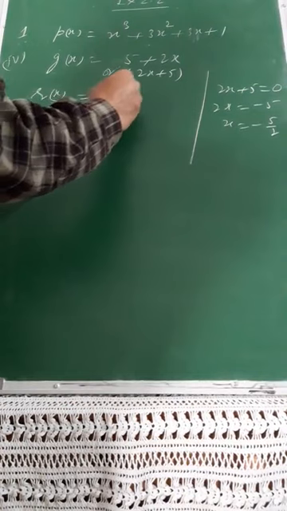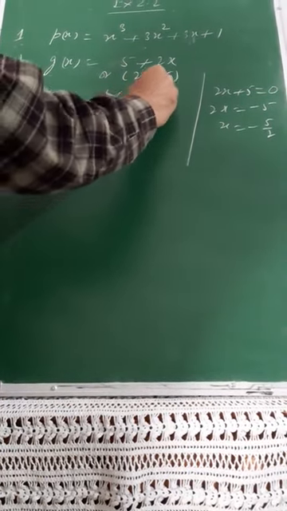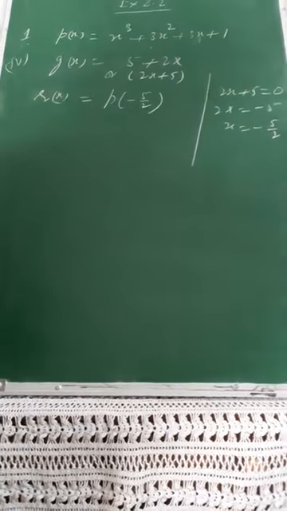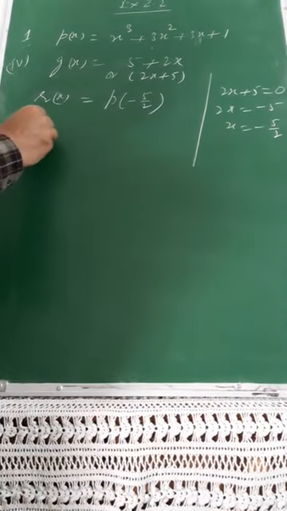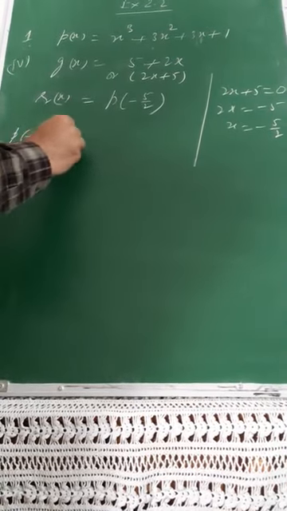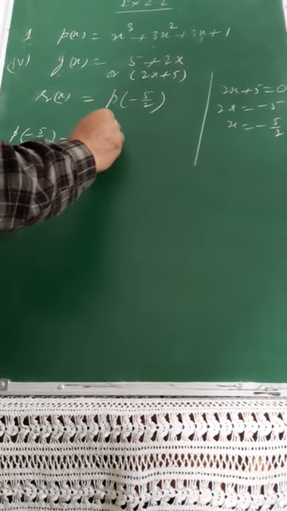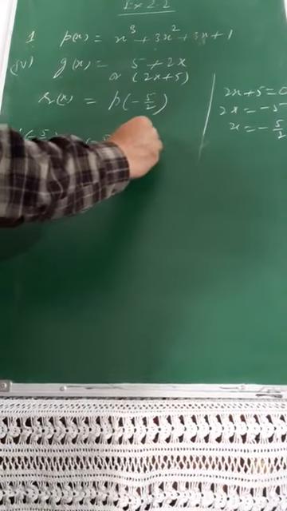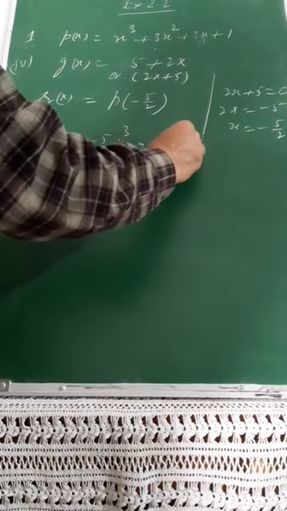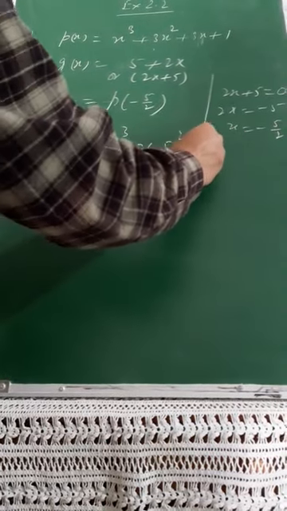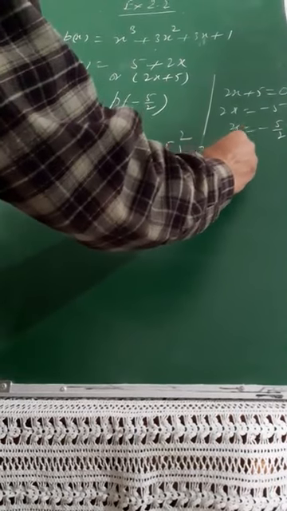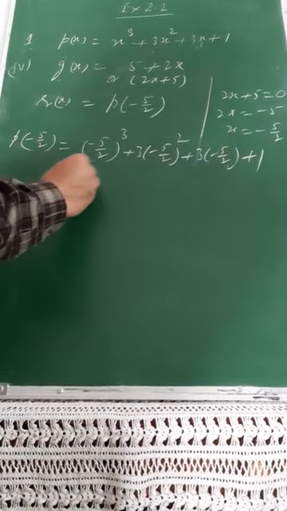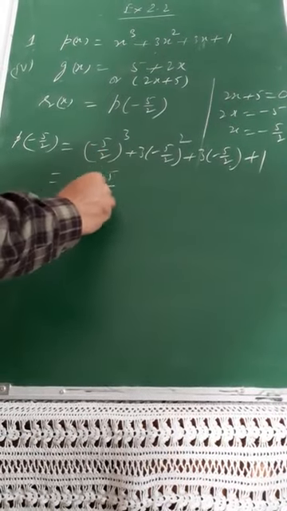So your remainder will be p of minus, get the value of x from this equation, and that will be the remainder. So then p of minus 5 upon 2. Finally you need to substitute there. Minus 5 by 2 cube plus 3 into minus 5 by 2 square, and then plus 3 into minus 5 by 2 plus 1. So here it is minus 125 upon 8.